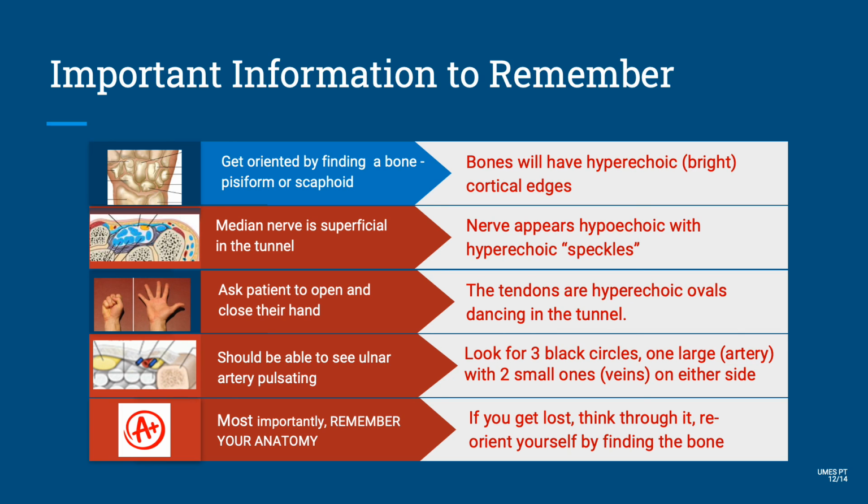You saw that in a video earlier in this module. You looked for 3 black circles, 1 large, which is the artery, with 2 small ones, veins on either side. It almost looks like Mickey Mouse sometimes. And most importantly, remember your anatomy. If you get lost, think through it, reorient yourself by finding the bones. You know the structures, you know how they look, you know how they're located, and you know how to find them.